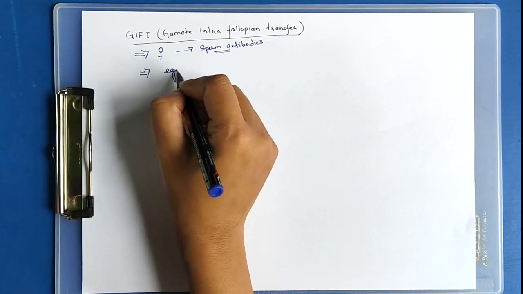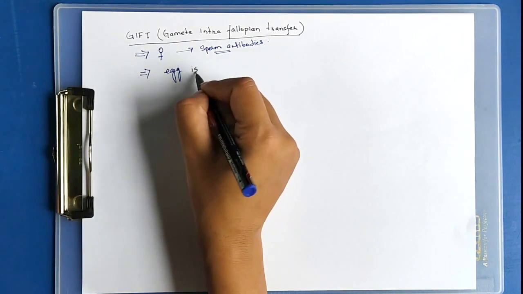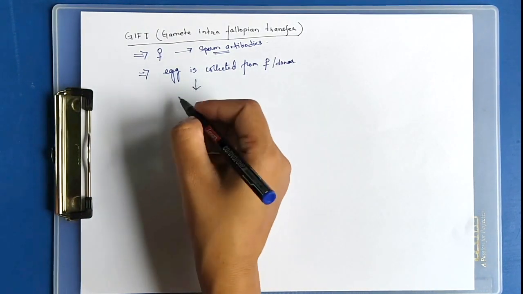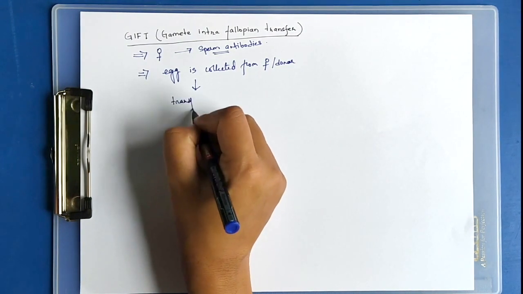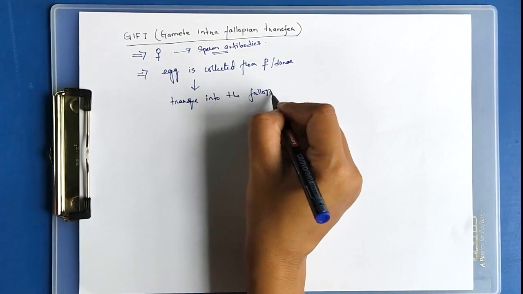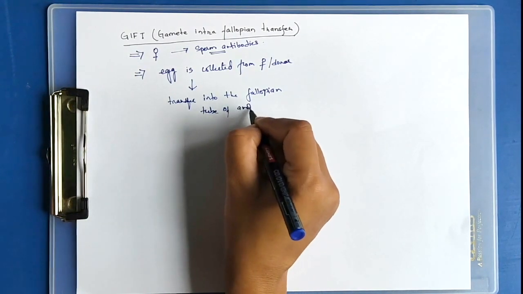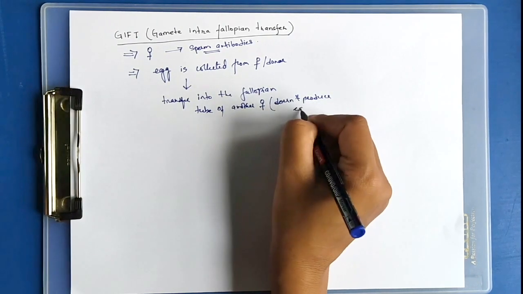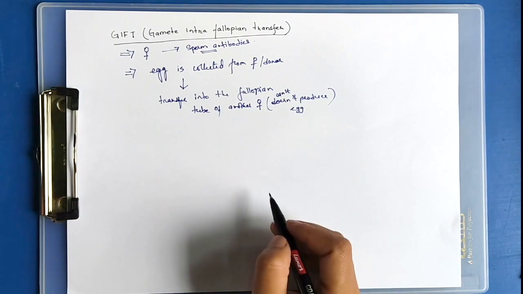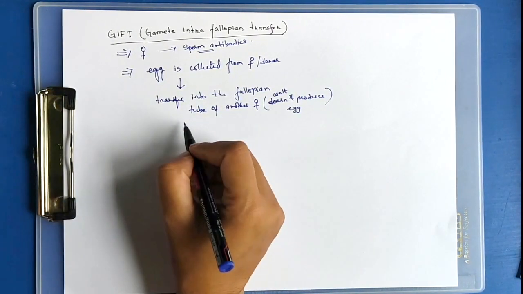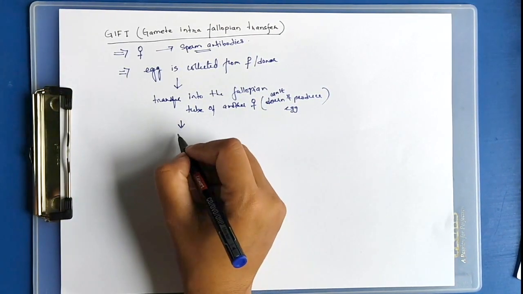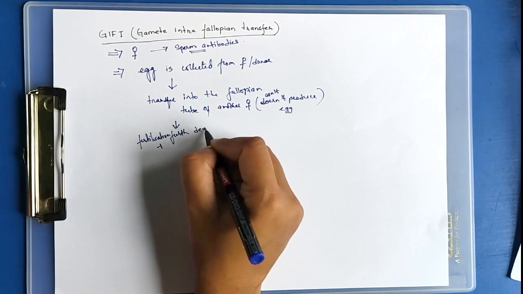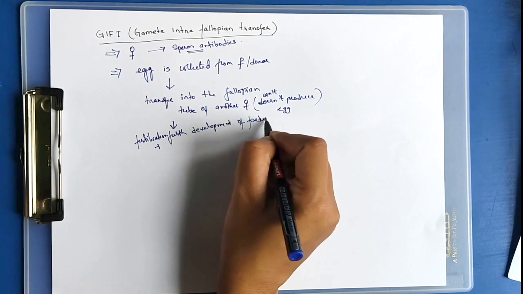In this technique, what happens is that the egg or the ovum is collected from the donor or the female individual, and this egg is inserted or transferred into the fallopian tubes of another female individual who is unable to produce eggs. In the fallopian tubes, fertilization would take place, and further development of the fetus would take place.